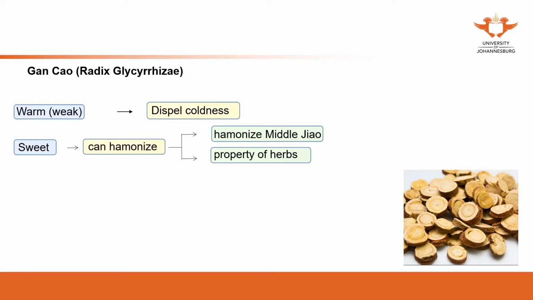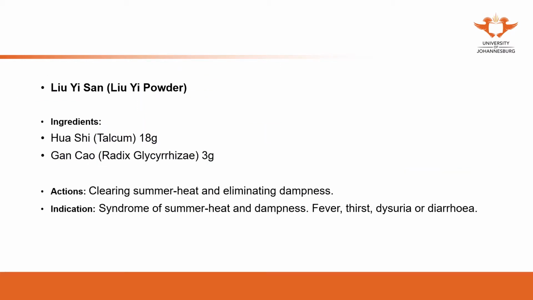甘草. The warm property of 甘草 is mild. It can dispel the coldness, but this is not the dominant function. More important, 甘草 is sweet and can harmonize. You can harmonize the middle jiao. You also can harmonize the herbs. Regarding the property of the herbs, as we said, 石膏 is extremely cold. 甘草 can harmonize, can moderate.